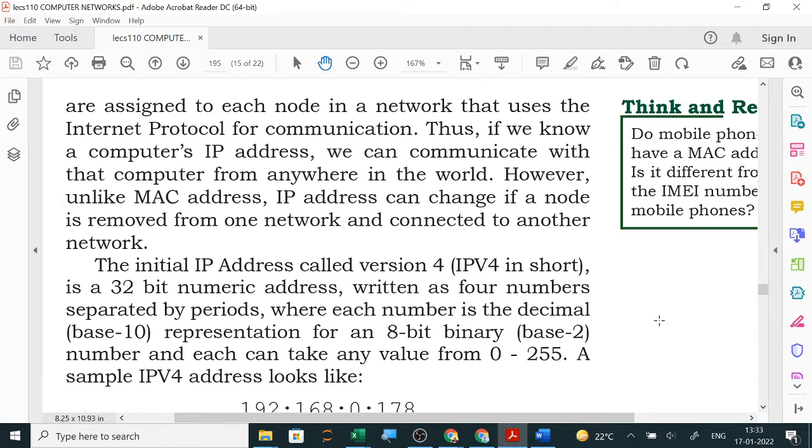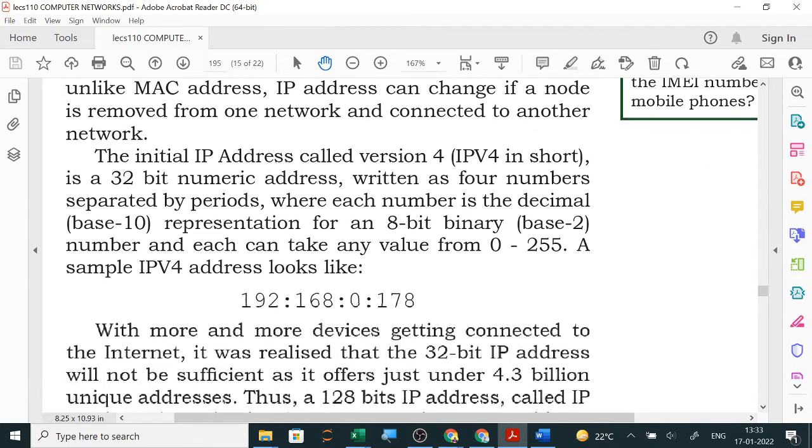The initial IP address, called version 4, IPv4 in short, is a 32-bit numeric address written as 4 numbers separated by periods, where each number is the decimal, base 10, representation for an 8-bit binary, base 2, number, and each can take any number from 0 to 255. A sample IPv4 address looks like this.